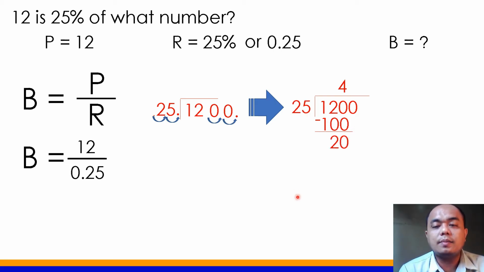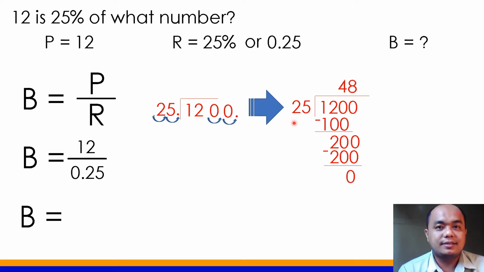At ang 120 minus 100 ay magiging 20 na lang. Of course, may 0 pa dito na i-bring down. And then, after bring down, we divide. 200 divided by 25 ay, very good, 8. And then, 8 times 25 ay 200. And then, 200 minus 200 becomes 0.